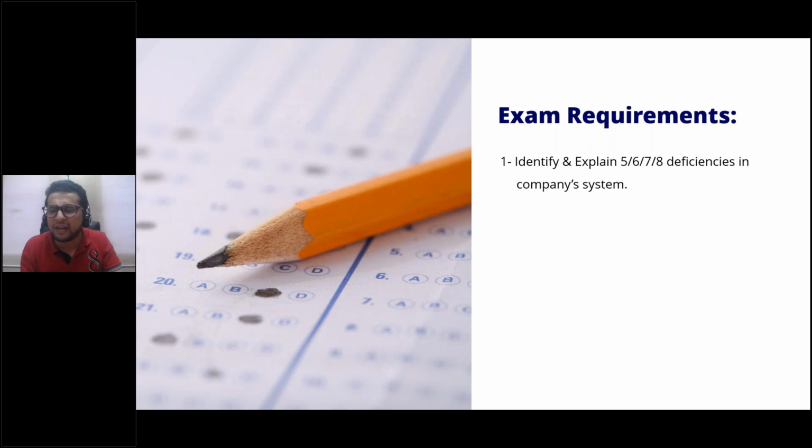Now, what do I mean by deficiencies? As a management, I have designed and implemented a system called, let's say, the payroll system. As an external auditor or as an internal auditor, you would go through that system and try to identify and then explain what deficiencies are there within the system. What do I mean by deficiency? Dear students, a control deficiency is something which would lead to a material misstatement in the financial statements.